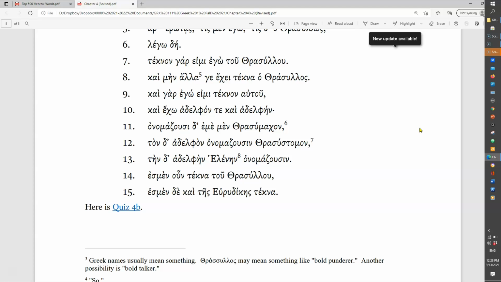Therefore, we are the children of God. Esmen de kai tekna. On the other hand, we are the children. Good. Fisher.